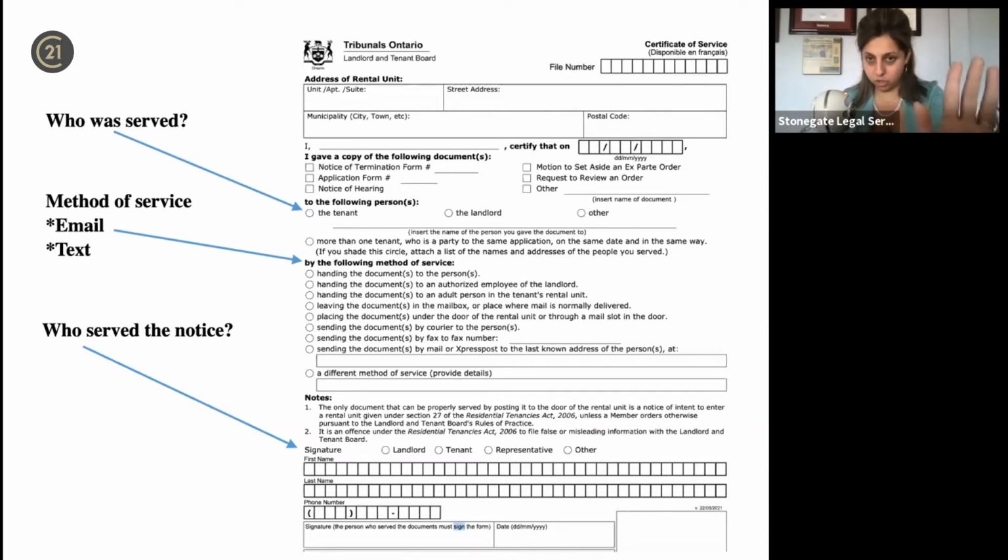Now, I'm just going to make something clear. Although the certificate of service says representative, it is a legal representative. That's what that representative means. It doesn't mean realtor. It doesn't mean property manager. It means legal representative.